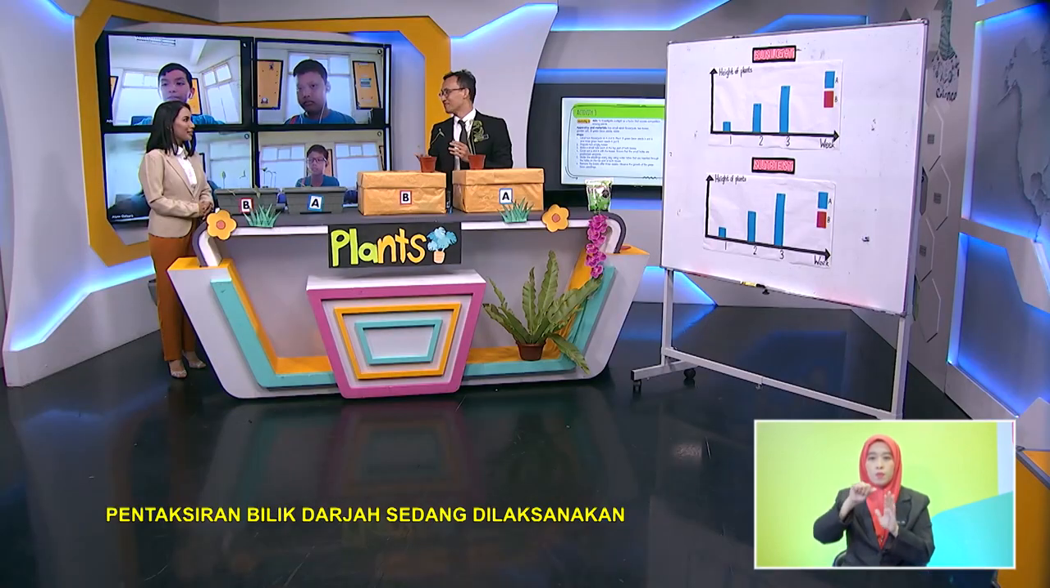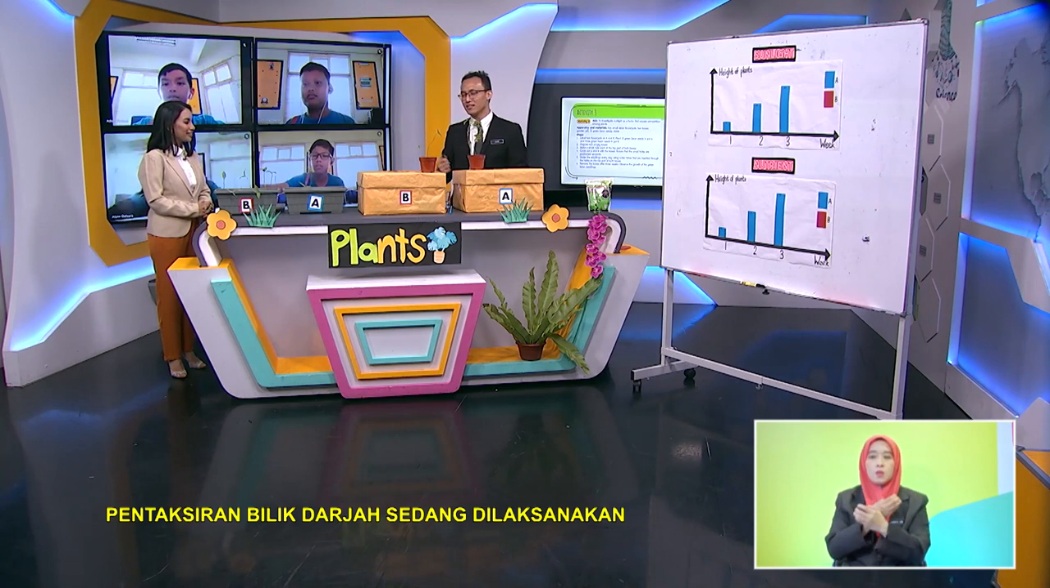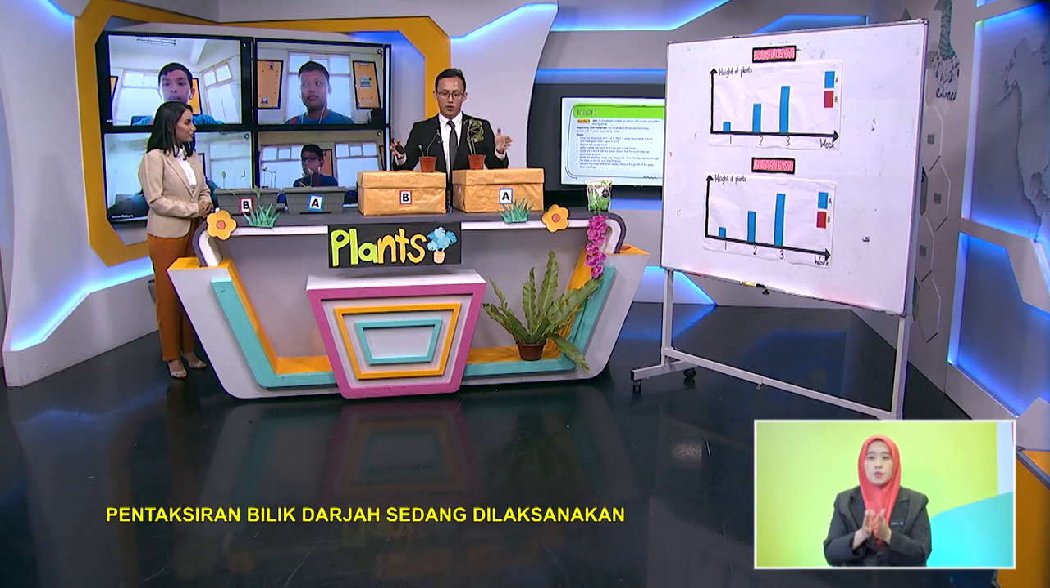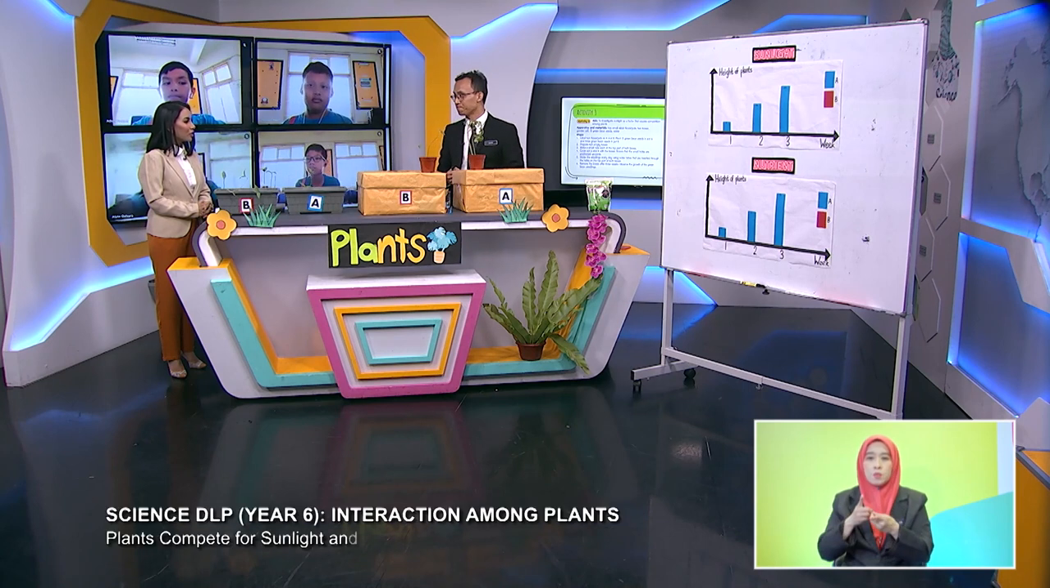As you can see, I have 3 seedlings in the beginning, and now I only have 2. Because one failed to leaf. There's a lot of competition going on there. So those are the difficulties when doing this experiment about competition for sunlight.